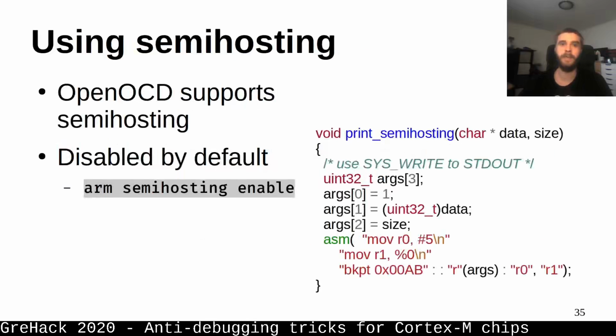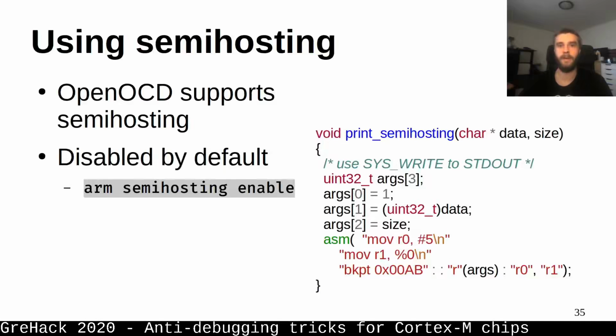This feature is supported by OpenOCD, but is not enabled by default. To enable it, you first need to connect to the target. Then you can write the command arm semihosting enable to enable support for semi-hosting traps.